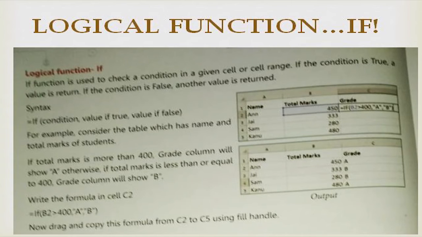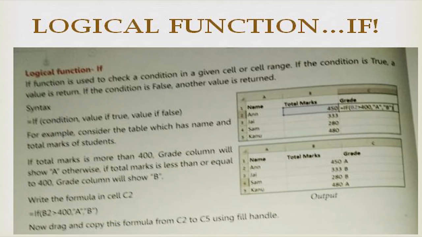Suppose there are two grades. If you got above 400 marks, you will get A grade, or if you get below 400 marks, you will get B grade. In these cases, we are writing this logical function IF. For example, you can see here, consider the table which has name and total marks of students. Now we need to find out the grade.